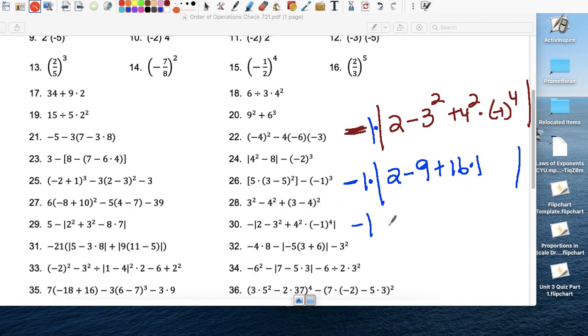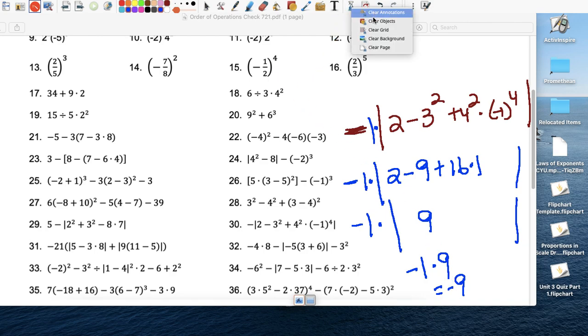So again, negative 1 times, right? Well, 16 times 1 is 16, so we're okay with that. 2 minus 9 is negative 7, and then negative 7 plus 16 is 9. So all that becomes 9. Again, now I take the absolute value. It's negative 1 times. The absolute value of 9 is just 9. And that's what I'm finally doing. So my final answer is negative 9.